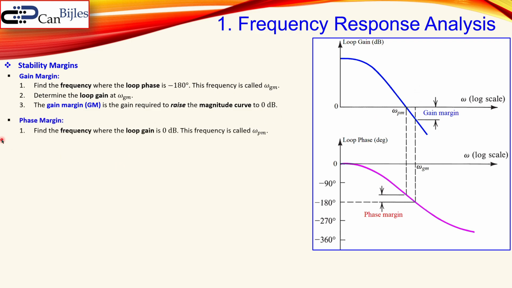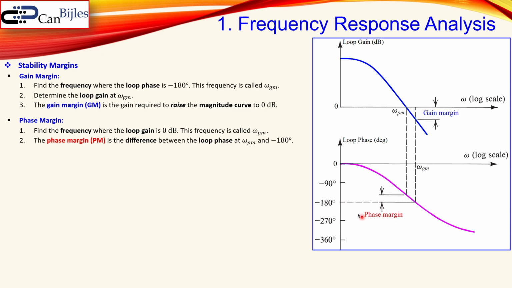The phase margin definition, or the procedure for that, is to find the frequency where the loop gain is 0 dB. So you actually start with the blue line, determine where the loop gain is 0 dB or unity, so 1. That is the phase margin frequency. Then you go down and look at the pink line, which is the phase of our loop transfer function. Then you determine how far you are from your minus 180 degrees. And this distance is the phase margin.